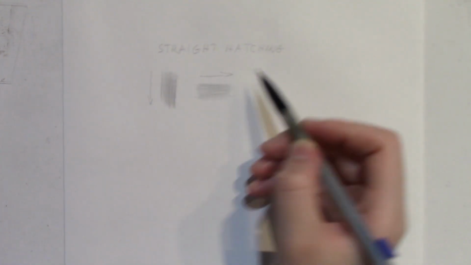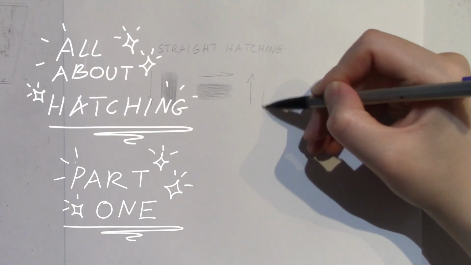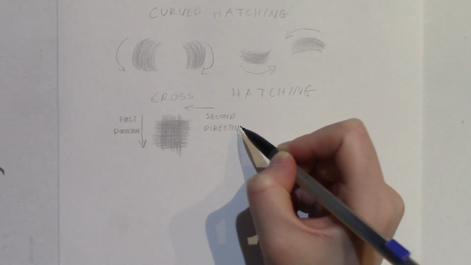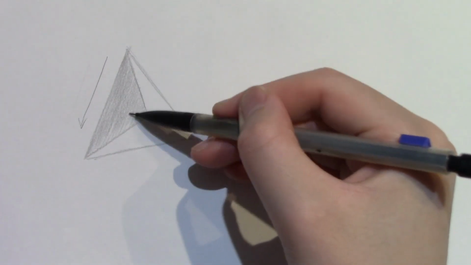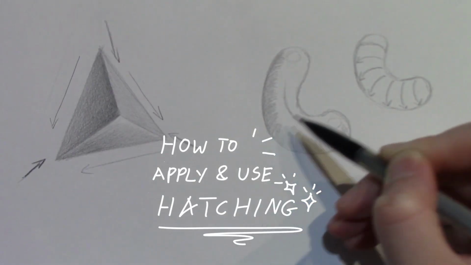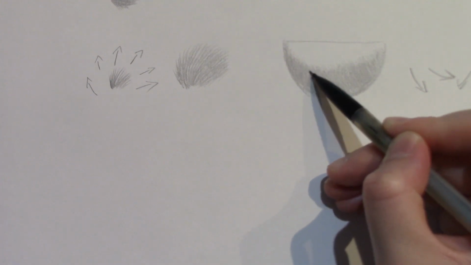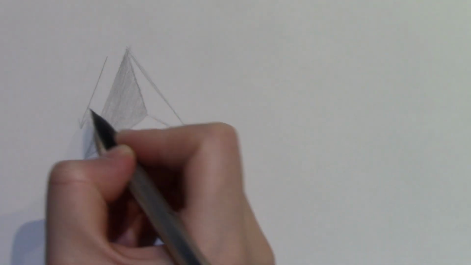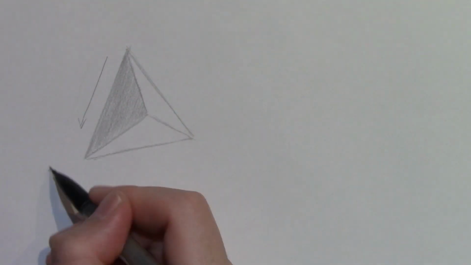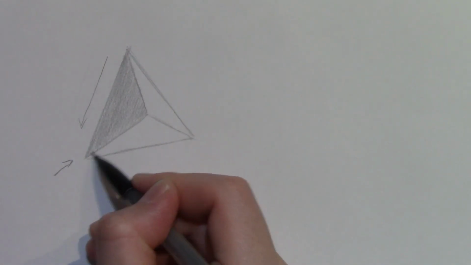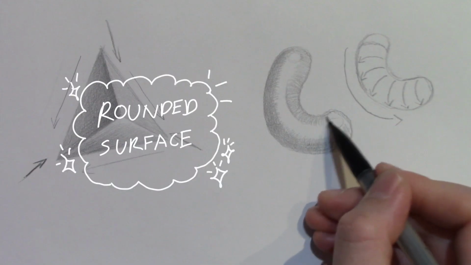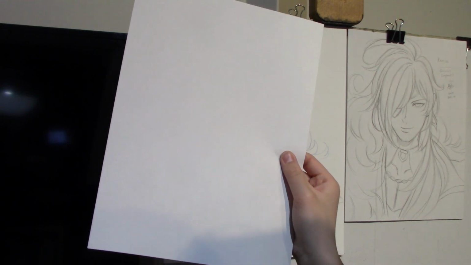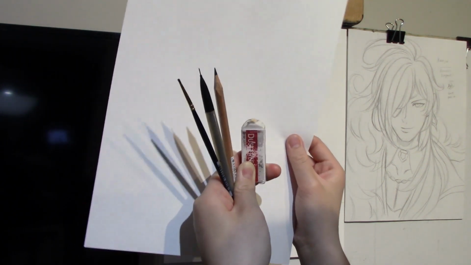If you haven't watched the first episode of All About Hatching, make sure you watch that first before we jump into this one, because today we are going to concentrate a little more on how to actually apply it to different shapes and forms. I explained a little in the first episode, but not in as much detail. So today I'm going to show you 2 different types: one for a flat surface and the other more for a rounded surface. Now let's get a paper, pencil, eraser, and brush, and let's get started.